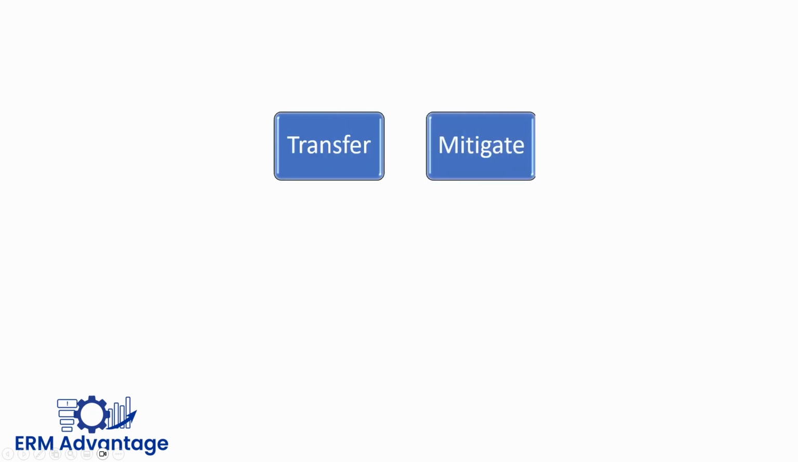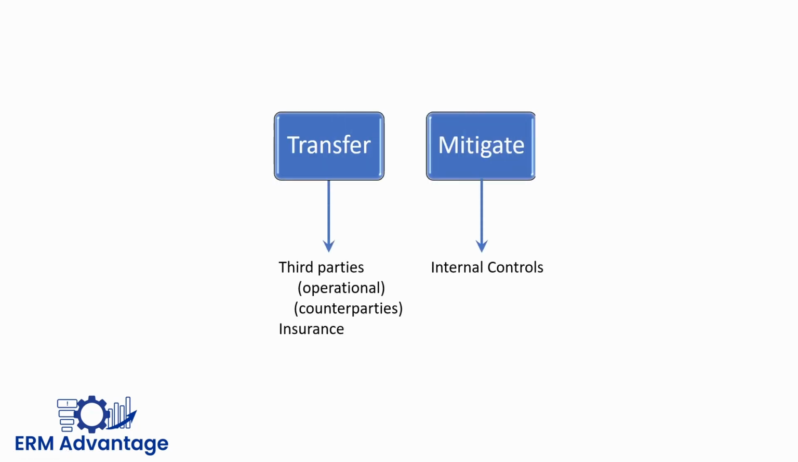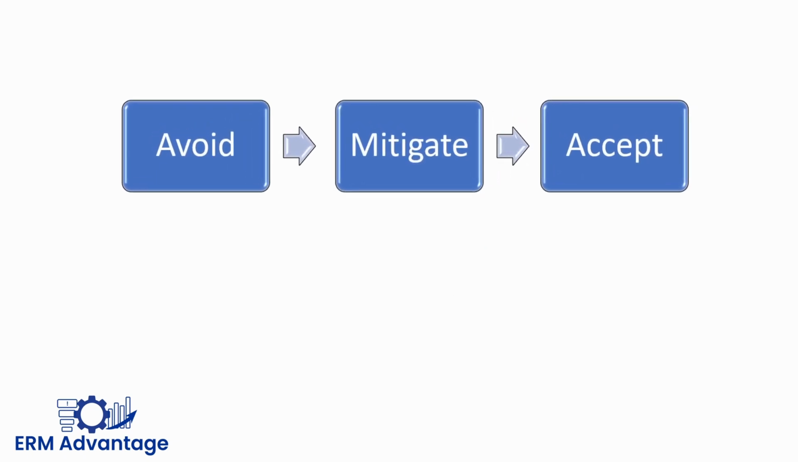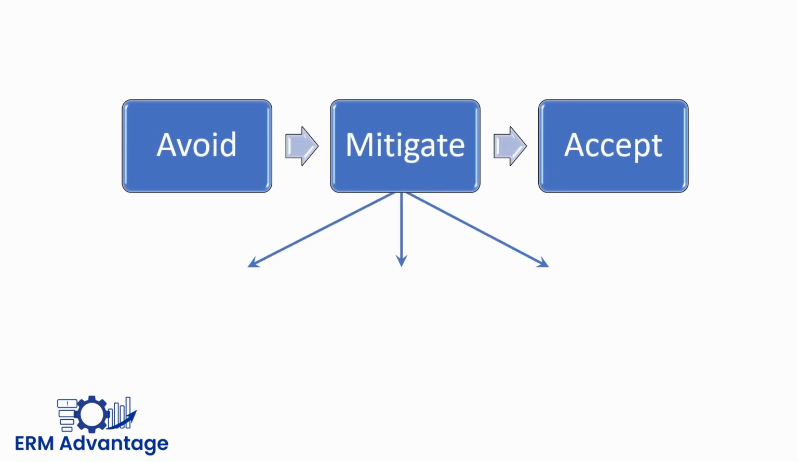Now, I've always felt that the terminology here was a bit sloppy and has led to some confusion, so it's worth pointing out. When we talk about transfer and mitigate, this is what we typically mean. Put in the context of all the options, and it looks like this. But the problem is that transferring risk is technically a mitigation. It's just a different way of mitigating risks. So if we're really being accurate, what we should be saying is that when responding to risks, you have three options: avoid, mitigate, or accept. Then mitigation just breaks down into a variety of aspects, including transfer, internal controls, and other mitigants.